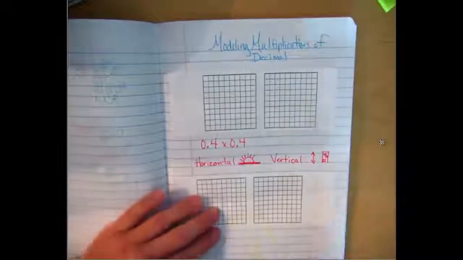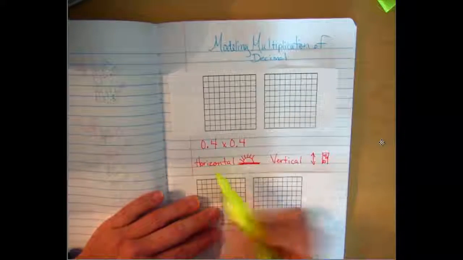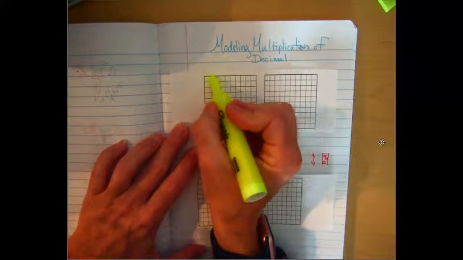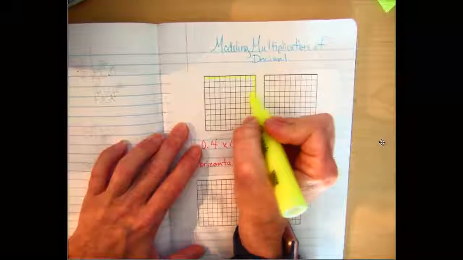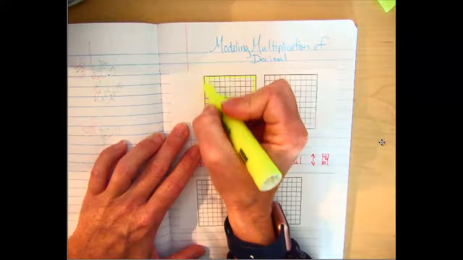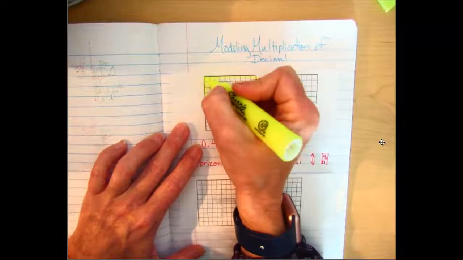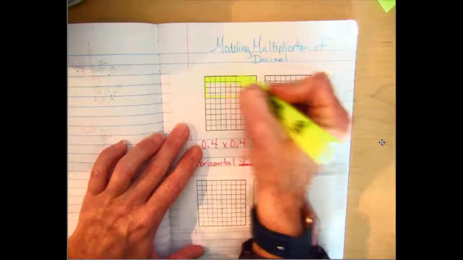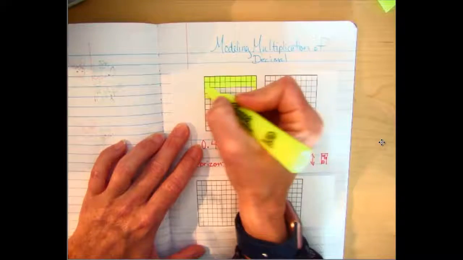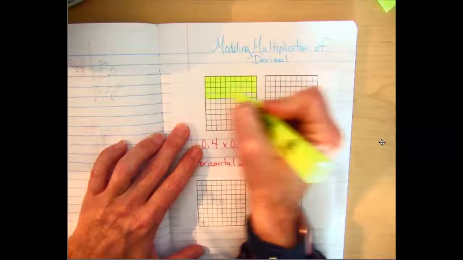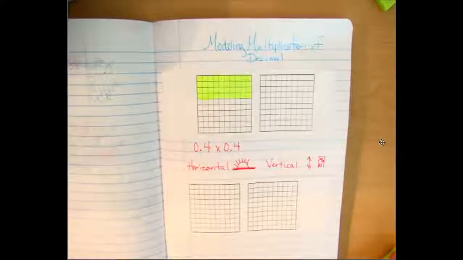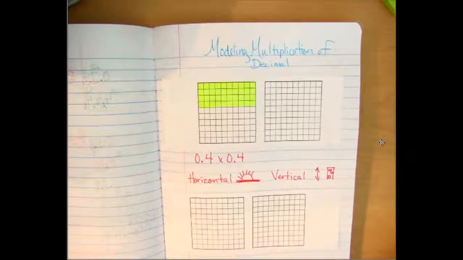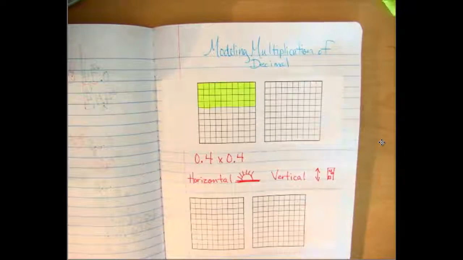So when I start doing this, I'm going to color in 4/10 horizontally. So I'm going to start up here at the top and I'm going to shade in 4 rows. So pick one of your colors and we're going to shade it in this way and show 4/10 on my model. Is everybody good? So that represents 4/10.